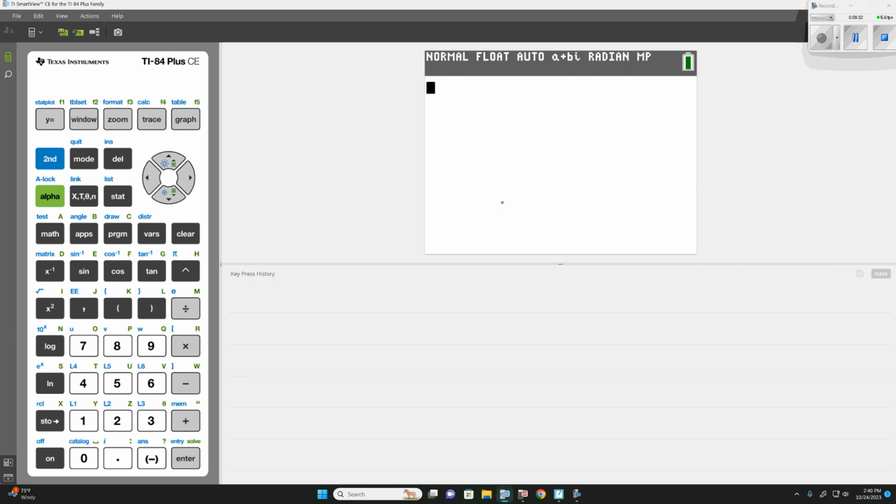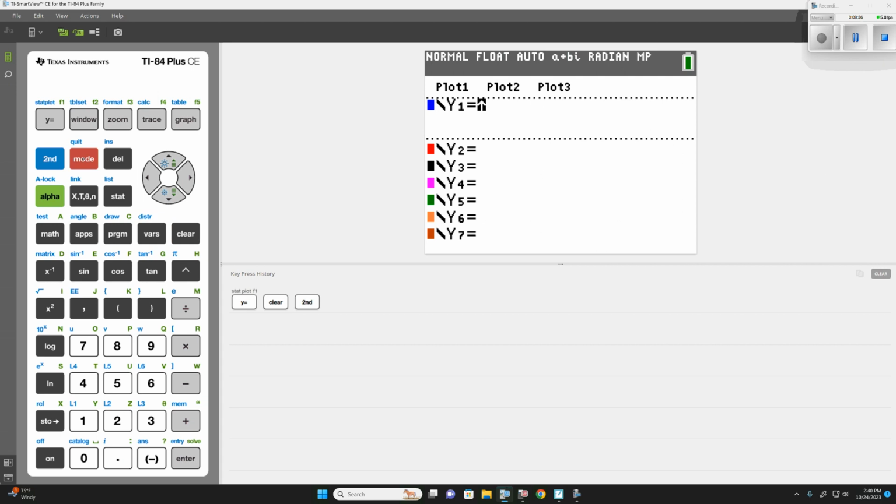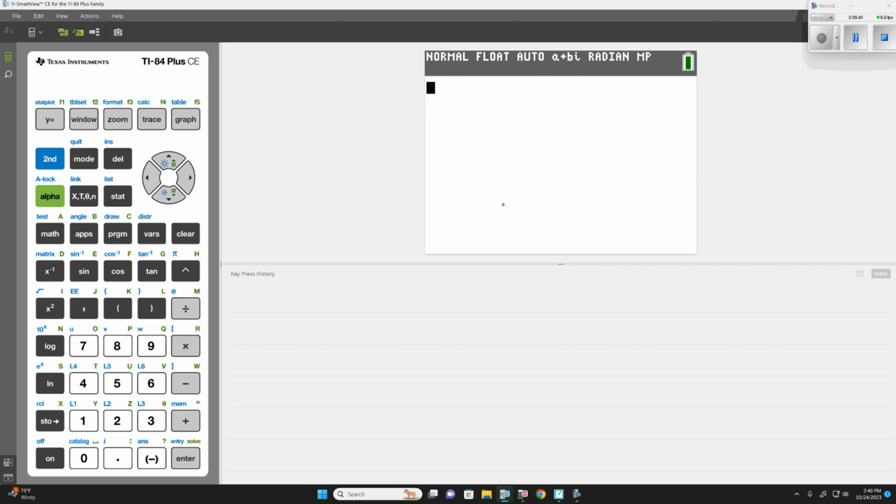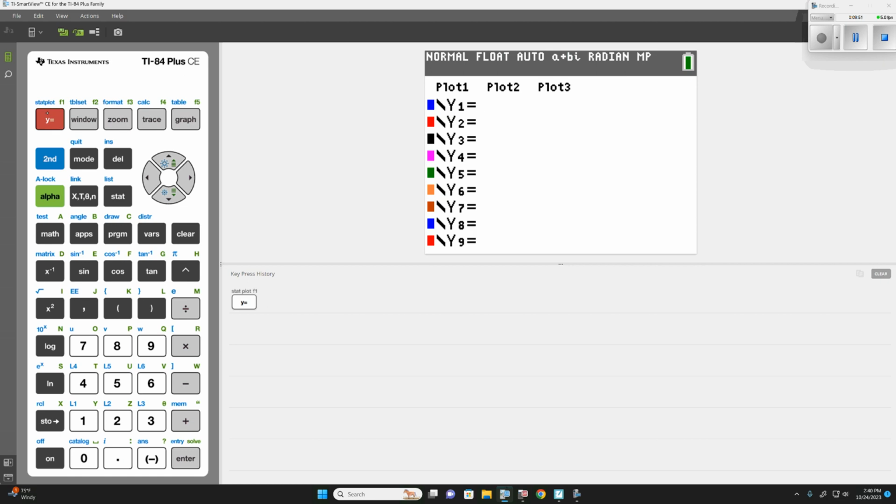Clear all these out. Make sure my equals is cleared out. Clear that out again. So the first thing you need to do is turn your graphing calculator on. Now to graph a function, the first thing we need to do is hit Y equals. The button is highlighted in red.